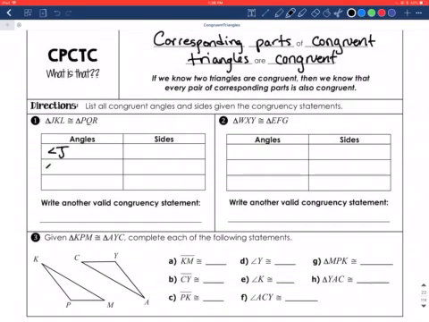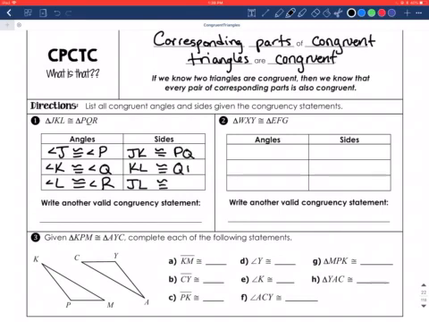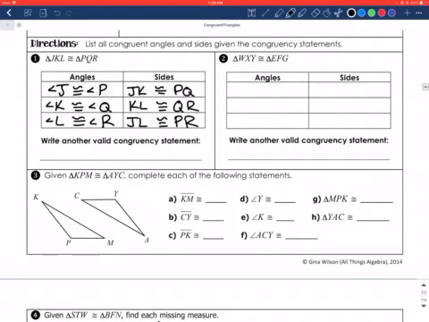For the angles, we have angle J, angle K, and angle L here. Well, we know that those are congruent to the corresponding ones in the triangle PQR. So J is first, so that goes with angle P. K is second, so that goes with angle Q. L is third, that goes with angle R. We can do the same thing with the sides. We can say JK, KL, and JL. And those will be congruent with PQ, QR, and PR. So again, we're just matching them up in order of the congruency statement.